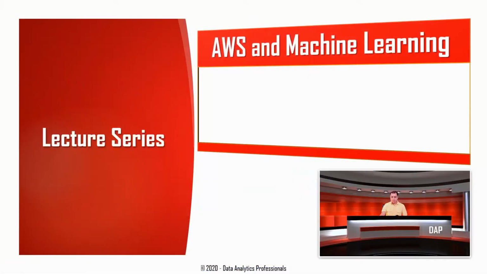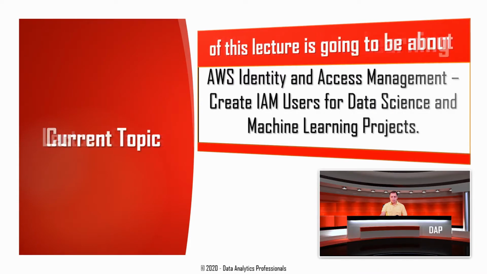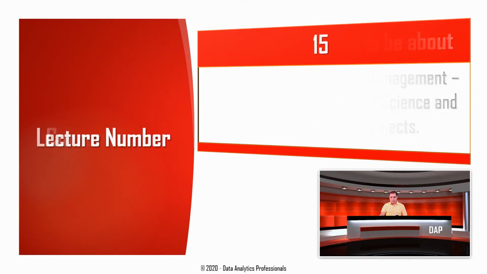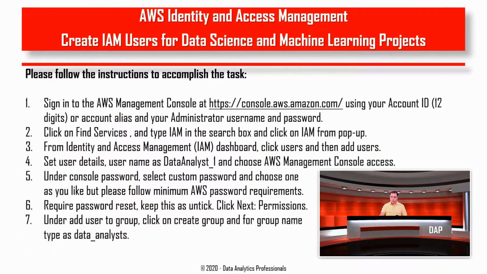Let's quickly jump into today's lecture topic. Before I move on, just to remind all of you that this is a lecture series about AWS and machine learning, and the current topic of this lecture is going to be about creating IAM users for data science and machine learning projects. And this is lecture number 15 in this series.